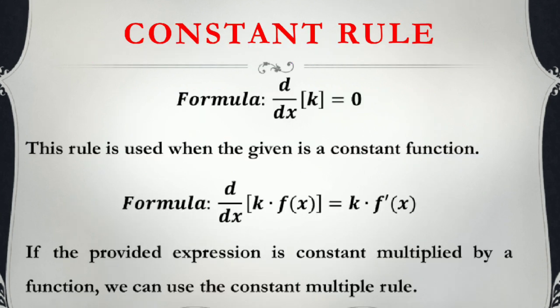We have our first rule here, the constant rule. The constant rule is used when the given function is constant. When the given is a constant, the answer results to 0. We have another formula here about the constant rule. This formula, the derivative of k times f of x is equal to k times f prime of x. We use this expression if the provided expression is a constant multiplied by a function.